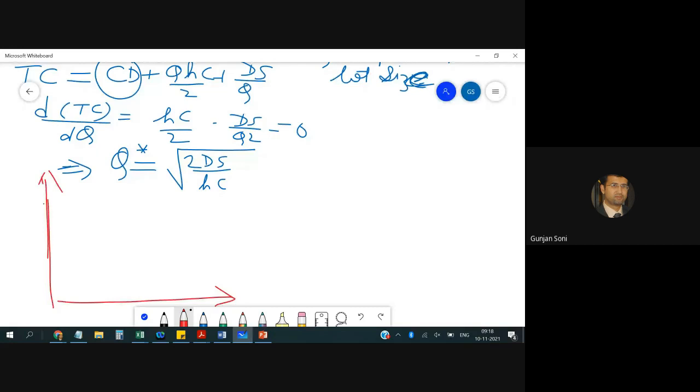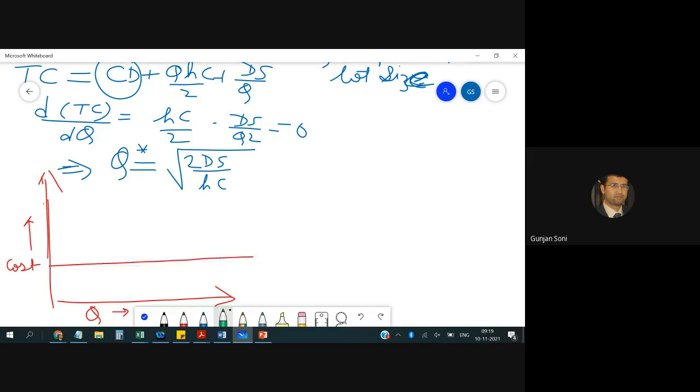So on the y-axis you have cost, and on the x-axis you have Q. Now let's see the components of the total cost. The first component of total cost is C into D, which is your manufacturing cost or the ordering cost. This is constant and does not depend on the lot size, so we can say it is a straight line.